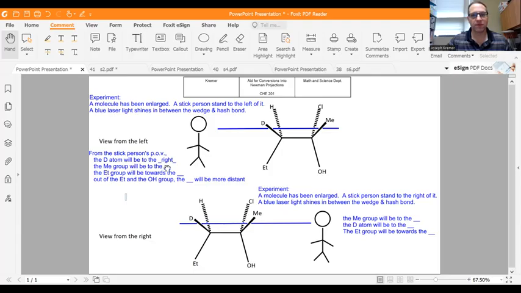The methyl group, also on the far wedge, here's the methyl here, is also to the right-hand side. From that person's point of view, looking this way, the deuterium atom and the methyl atom are to the right. The ethyl group, let's record that as more toward the bottom, isn't it? More toward the person's feet.